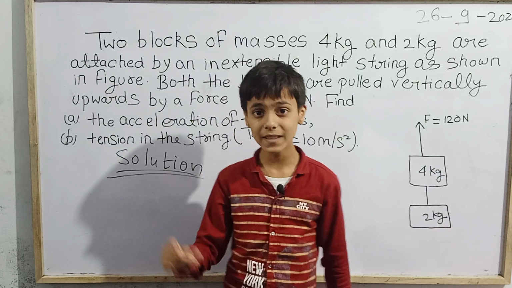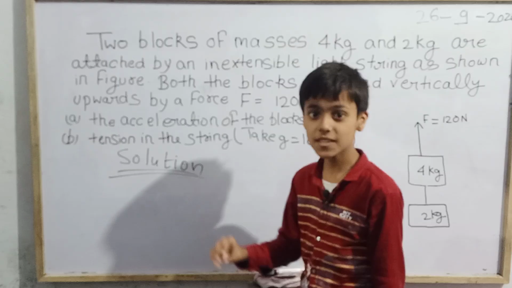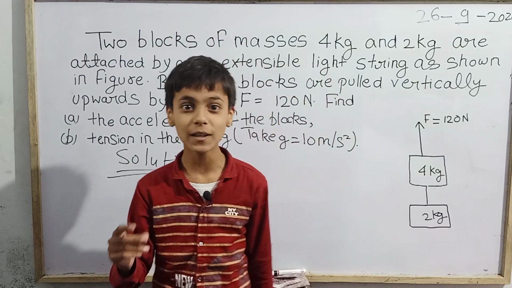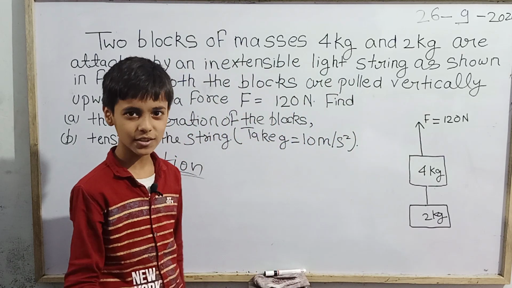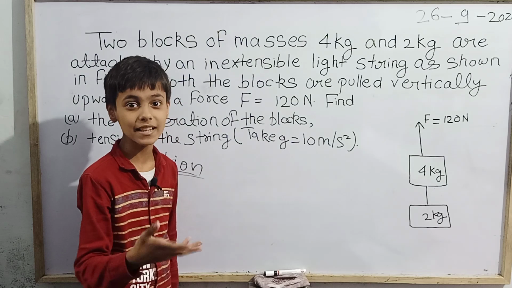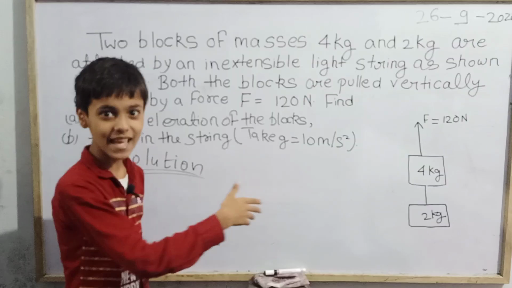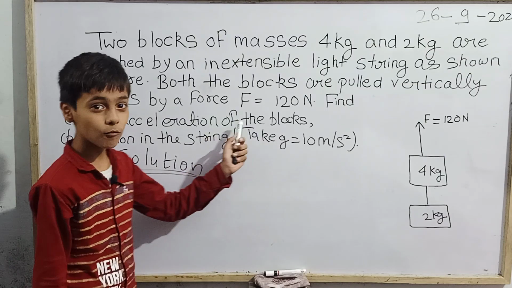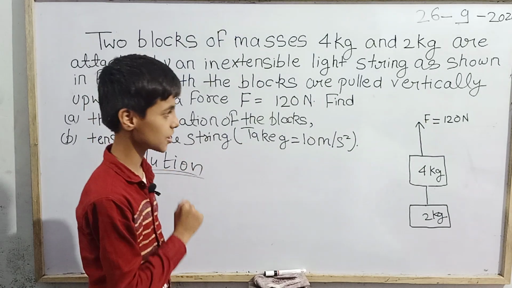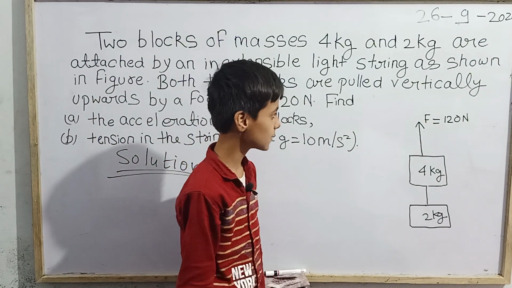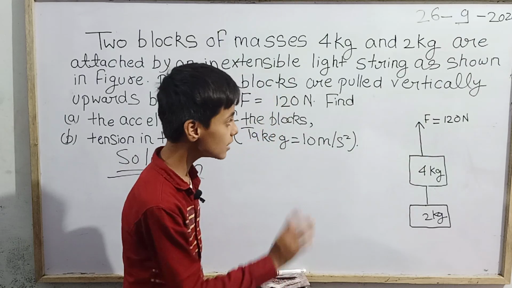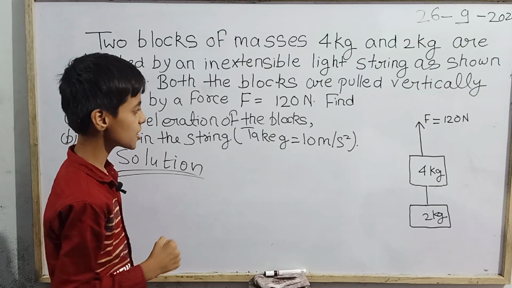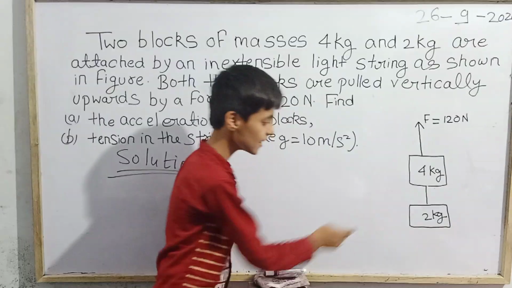First of all we need to know what we have to find. Some JEE aspirants are confused about what they have to find. They keep going, but they are confused about where the final answer will come. So first of all we need to understand that we have to find the acceleration. The blocks are pulled vertically upwards with 120 newtons, and we have to find the acceleration of the 4 kg block and the 2 kg block.